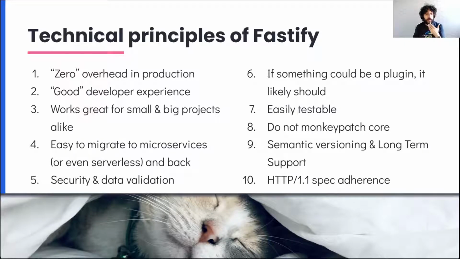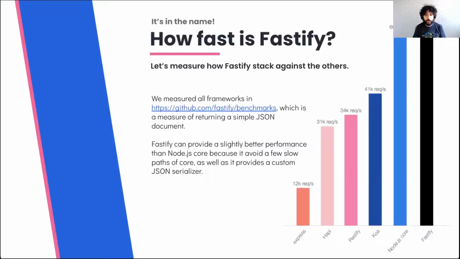Also, we want to follow semantic versioning and long-term support. So more or less, we ship one new major version per year. And last but not least, HTTP 1.1 spec adherence. So we want to follow HTTP 1.1.